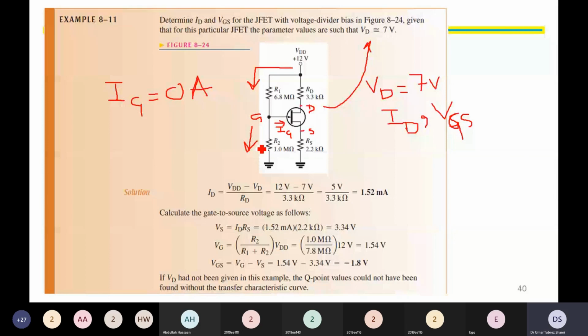So now let us come to the remaining solution of the problem. First, let us find ID. ID is very simple to find. ID is the current that flows from the drain to source. This ID also flows through resistance RD, and the same ID also flows through resistance RS. Are you all following me?